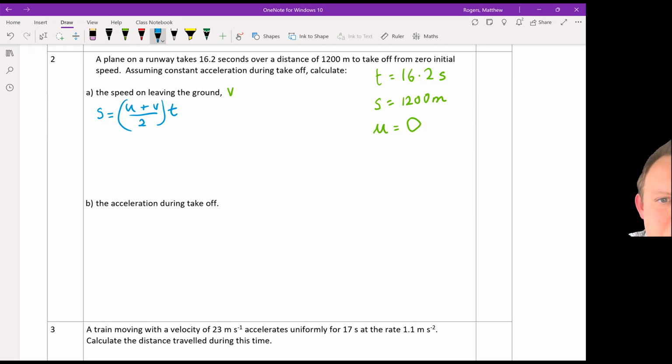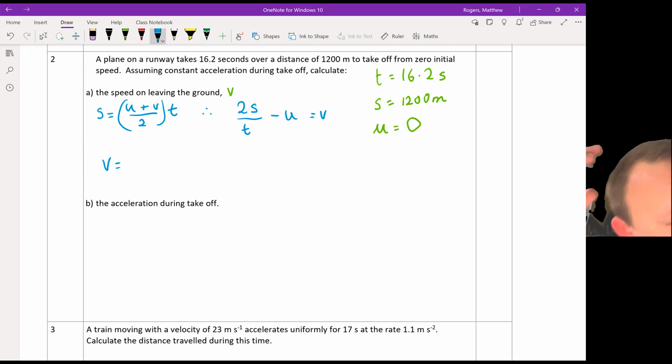Generally it works best in physics if we do all our rearranging before we put our numbers in. So if I rearrange this equation for v, I'm going to get 2s over t minus u is equal to v. And so then I can do my calculation. For A level, there is always a mark for showing the numbers in the calculation, so this is a worthwhile line of working to write down.